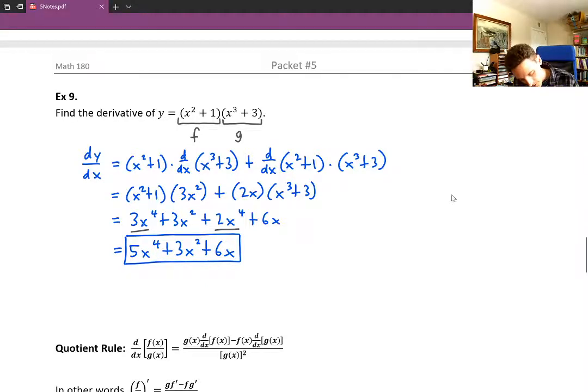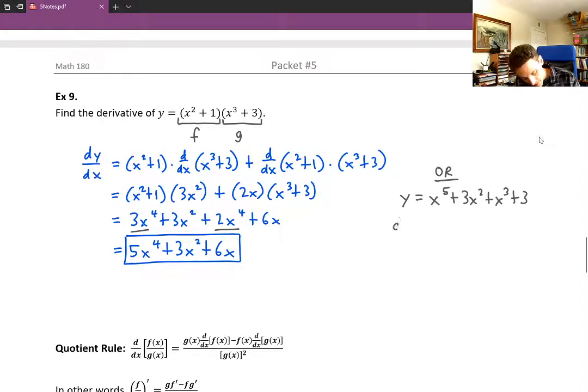So off to the side here, I'm just going to write another way that you could do this. Or, pre-process y by multiplying it out. So here, what I'm going to do is take x squared and multiply it to the x cubed and the 3. I'm going to take the 1 and multiply it to the x cubed and the 3. And when I do that, I get x to the 5th plus 3x squared plus x to the 3rd plus 3.